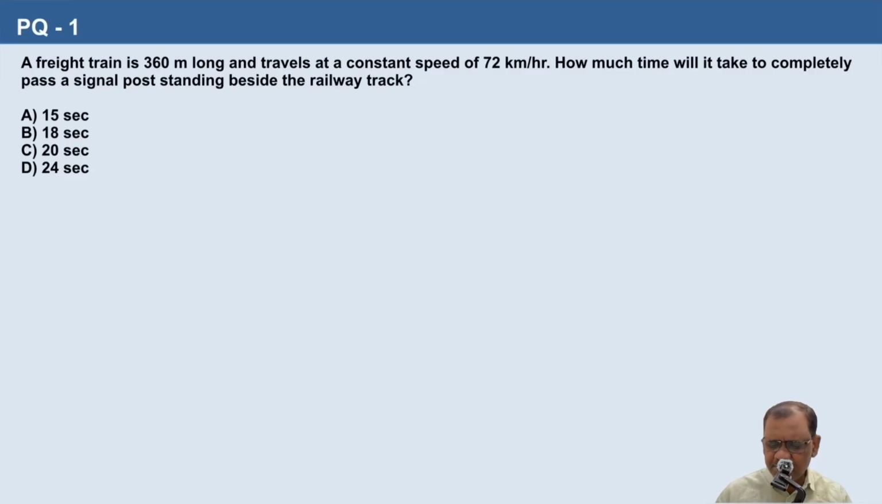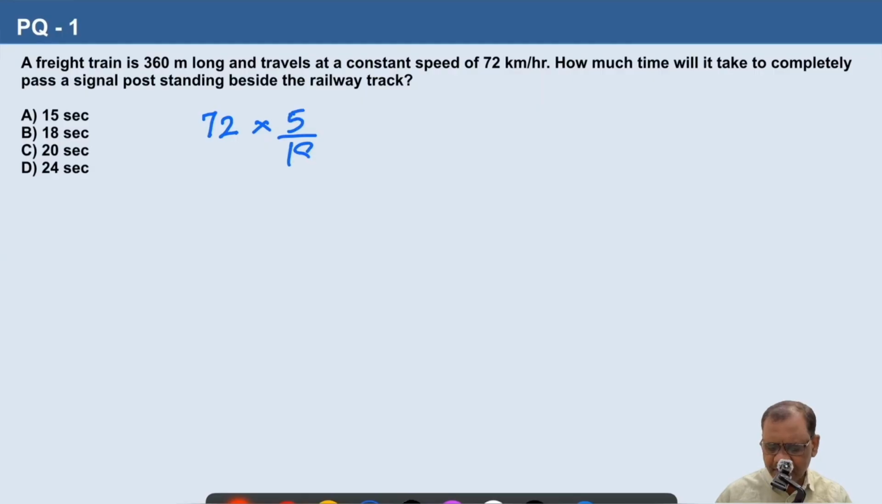We have seen in the previous concepts that to convert kilometers per hour to meters per second, we have to multiply by 5 by 18. If you multiply by 5 by 18, the speed is converted from kilometers per hour to meters per second. If you simplify this, 18 fours are 72, so that gives us 4 fives are 20. So this is 20 meters per second, the speed of the train.